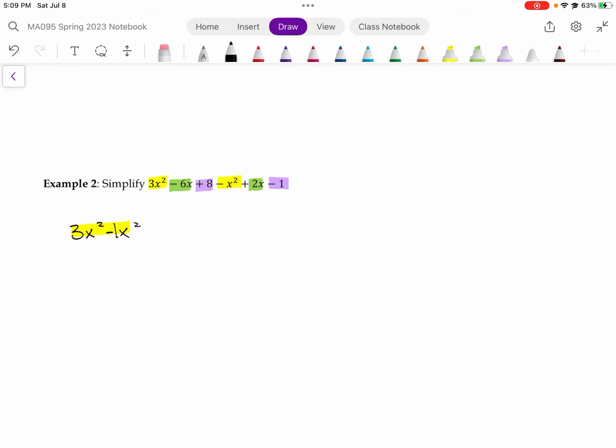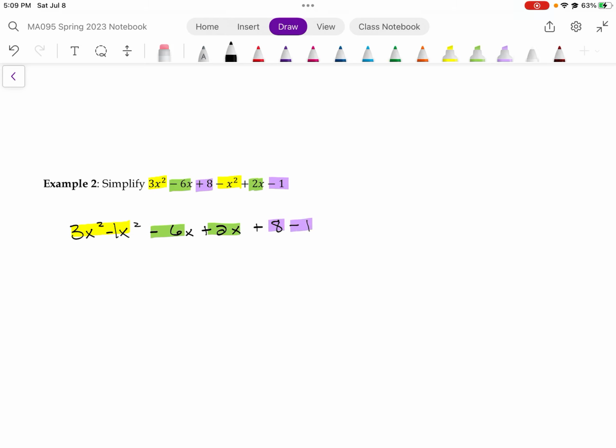All right, and then we've got minus 6x plus 2x, and here's where the colors can really help. Those were the two green ones. And then we've got the purple ones. So we've got plus 8 and minus 1. So those were our two purple ones.